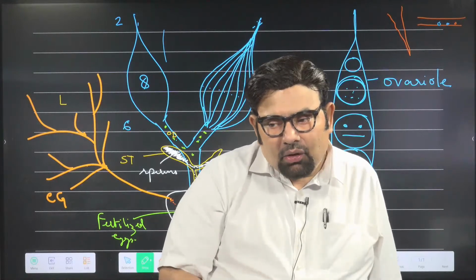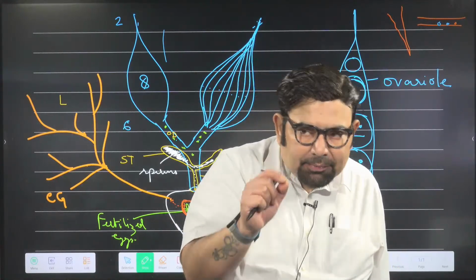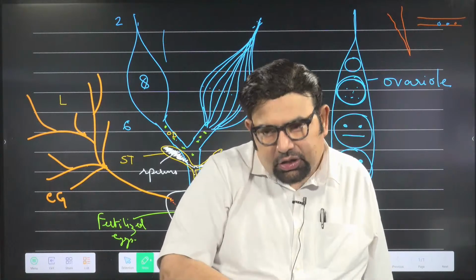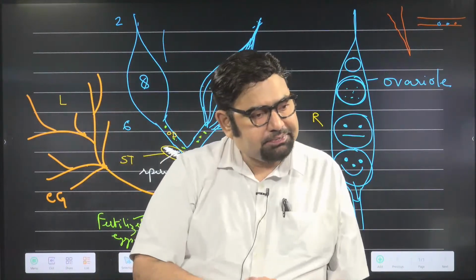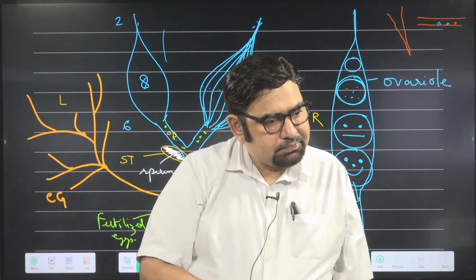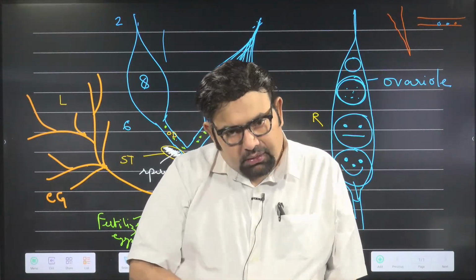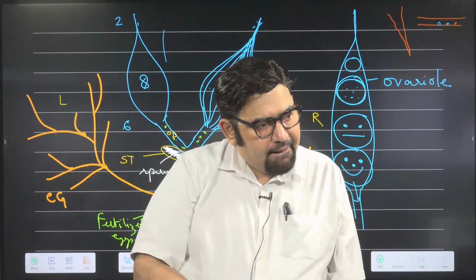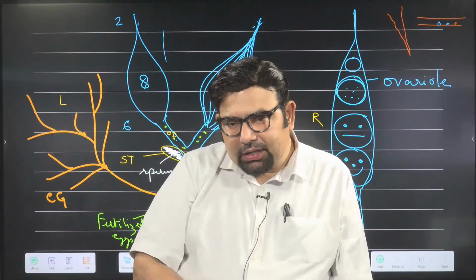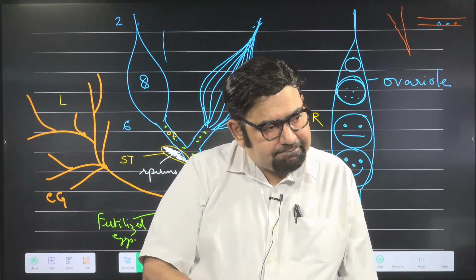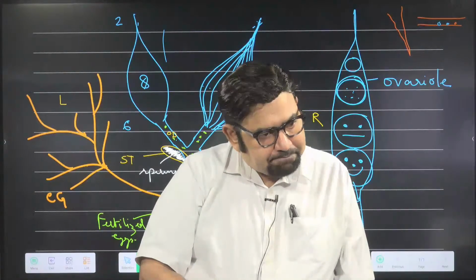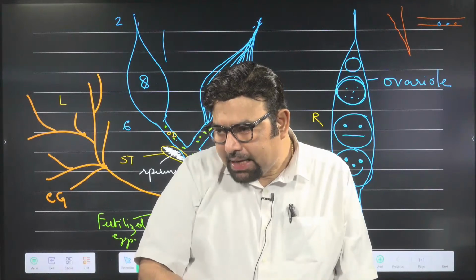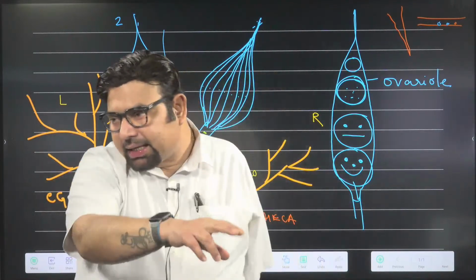Can you tell me on which part the humidity receptors are located? The humidity receptors are located on which part? Antenna, very good. So I think there is a lag here.